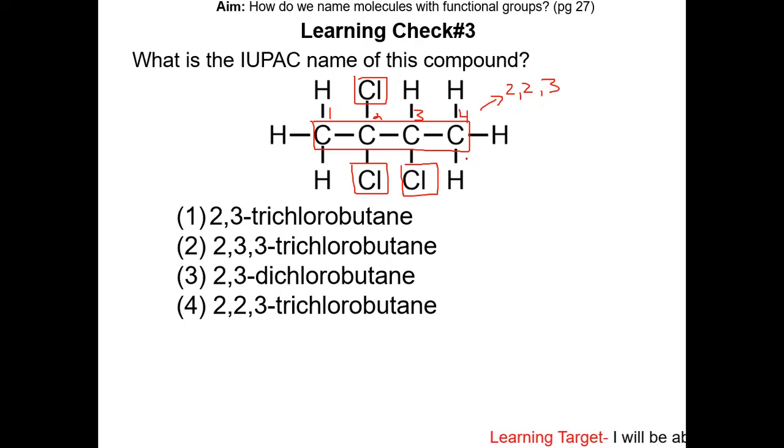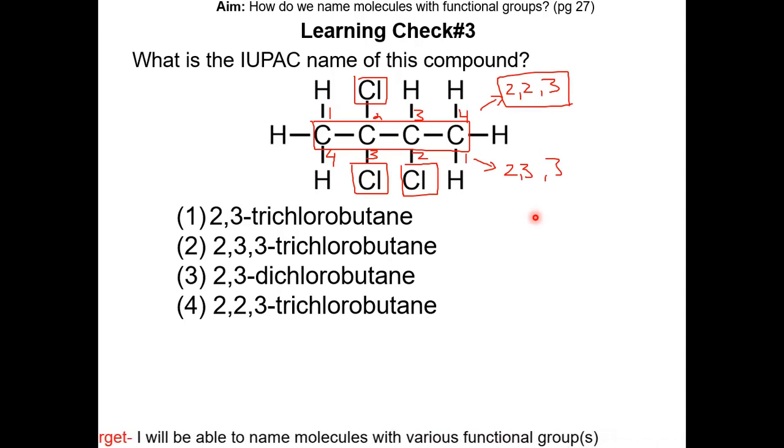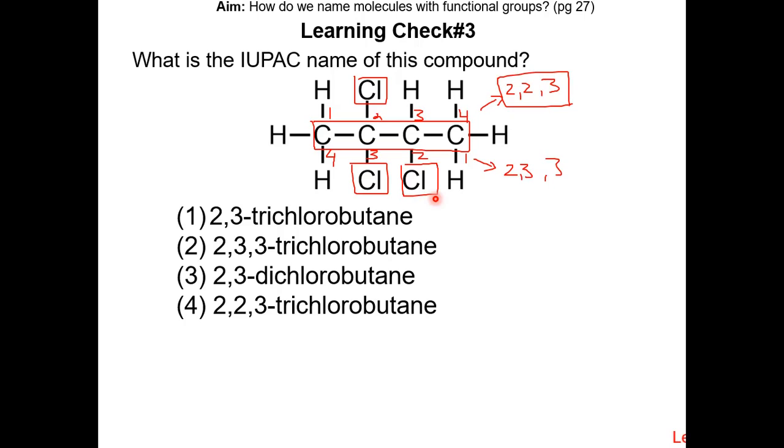Now to number from right to left. 1, 2, 3, 4. And the numbering comes out to be 2, 3, 3. This numbering is better because the numbers are smaller. By using Table R, for chemical names, the chlorine substituent is converted to chloro. Since we have 3 chlorines, we have to add the prefix tri in front of the chloro. That becomes trichloro. To put it together, the name of this chemical compound is 2,2,3-trichlorobutane. The answer is choice 4.